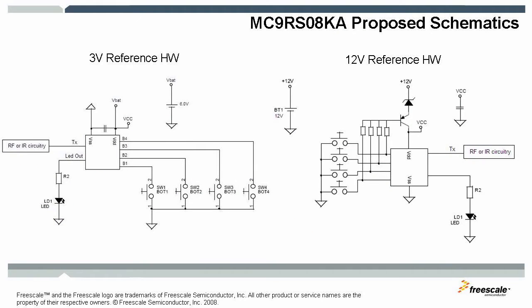The low-cost KA1 transmitter hardware is shown in this slide. Emphasis was made on a minimum component count while designing the transmitter. There is a 3 volts and a 12 volts proposal for compatibility with different battery types. More information can be found at Freescale's website.